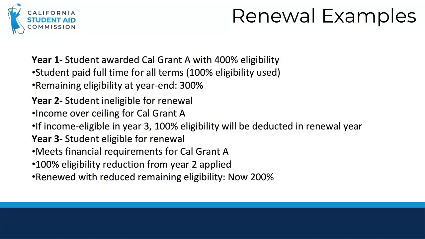However, since the student was still enrolled, they used another 100%. Then the family experienced an economic turn for the worse, or there was an increase to the Cal Grant A ceiling once again, which then made the student eligible for their Cal Grant. So the student was renewed, but their eligibility dropped another 100%, and the student was left with 200% eligibility.